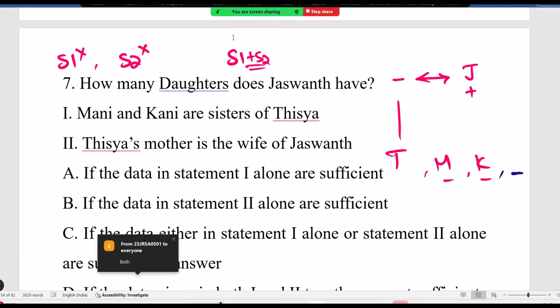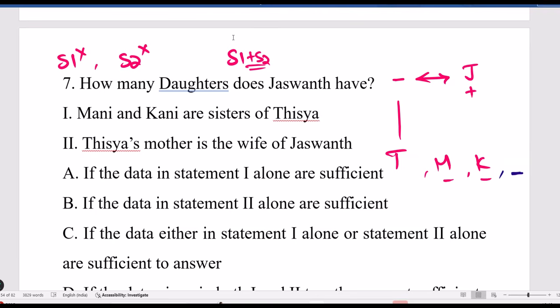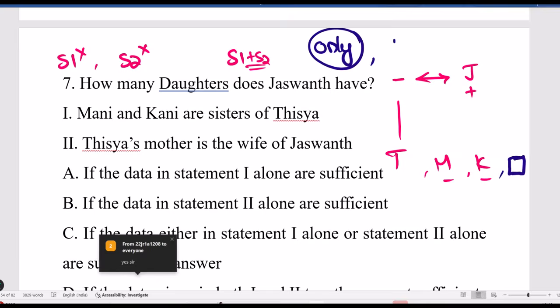One problem here is whether Tisya is male or female. They said Mani and Kani are sisters of Tisya, so that's why I put a minus symbol. Okay, but is there any extra slot? Maybe they have one more child, maybe female. They did not mention the word only. Are you understanding my issue? Only is not there.